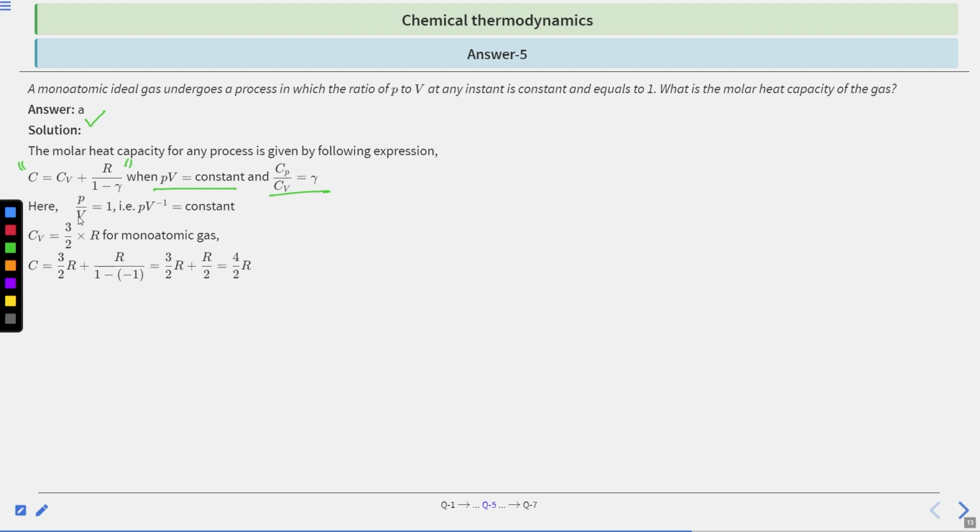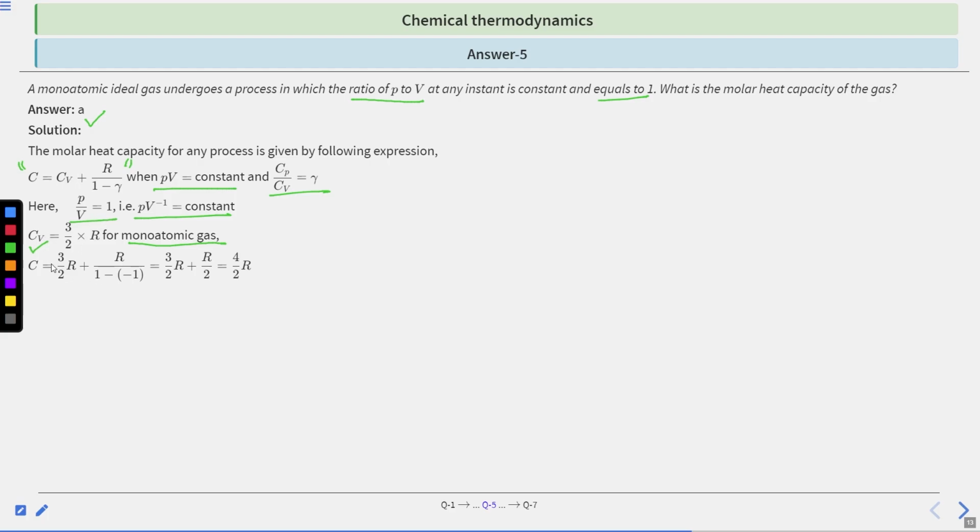So here P by V is equal to 1, as given in the question, that the ratio of P to V at any instant is constant and equal to 1. So P by V we can write as P multiplied by V to the power minus 1, and this is constant. CV will be equal to 3 by 2 multiplied by R for monatomic gases. So the CV value is 3 by 2 R for monatomic gases.